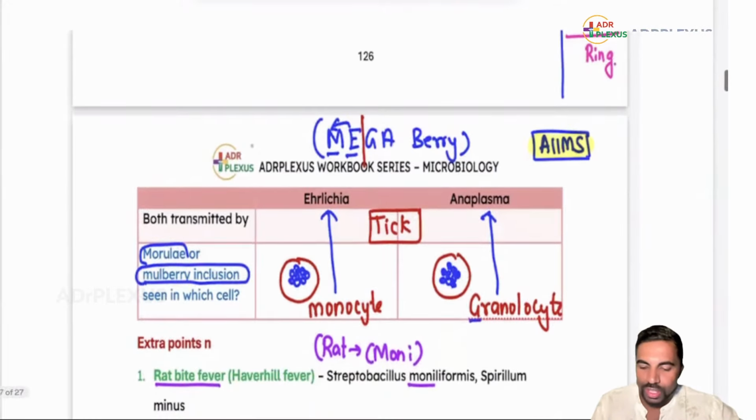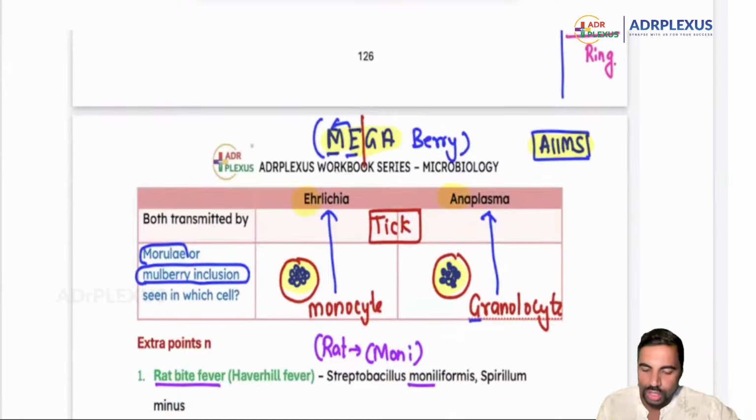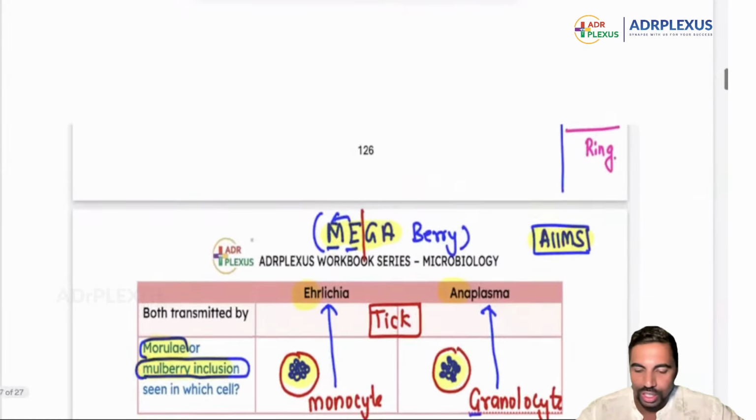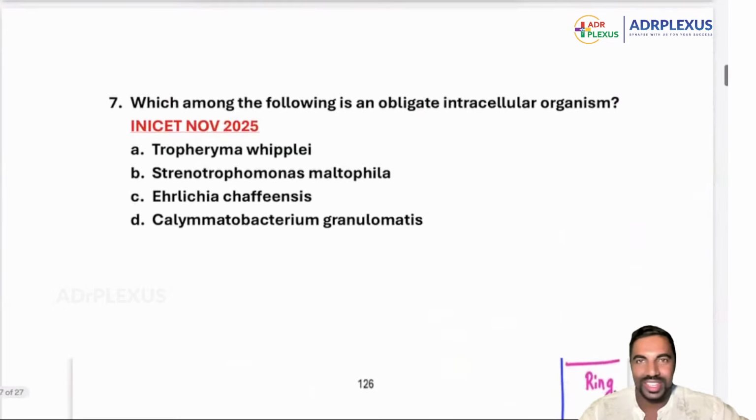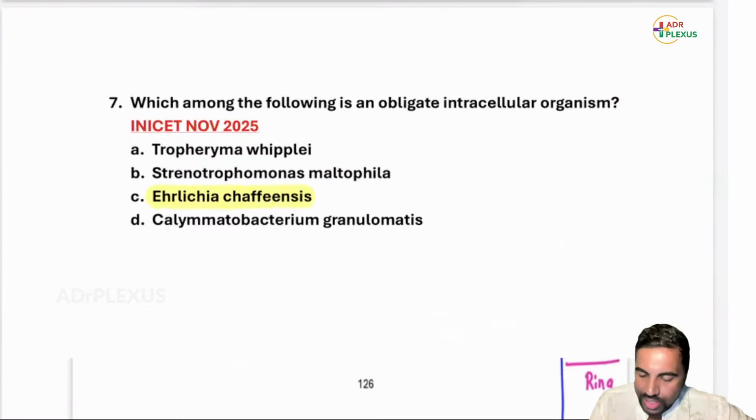There were two bacteria, remember the shortcut was mulberry. One was Ehrlichia, the other Anaplasma. In Ehrlichia, inside the monocyte, you see a mulberry inclusion. In Anaplasma, it is inside the granulocyte. Both Ehrlichia and Anaplasma are intracellular, so what you see is this mulberry or morula inclusion body inside the cell. So that's the answer. I repeated it, it will come, you should be careful. It was Ehrlichia chaffeensis.